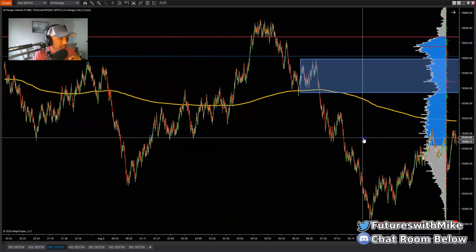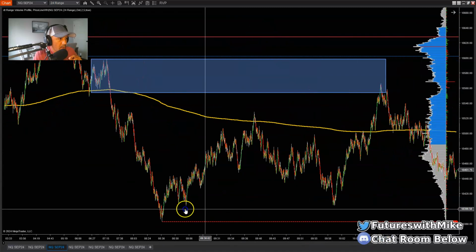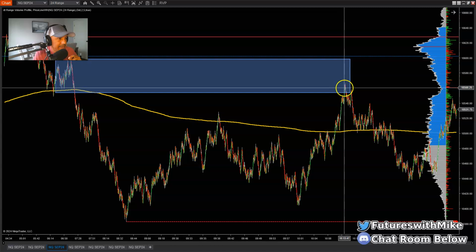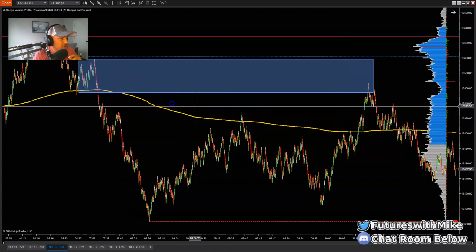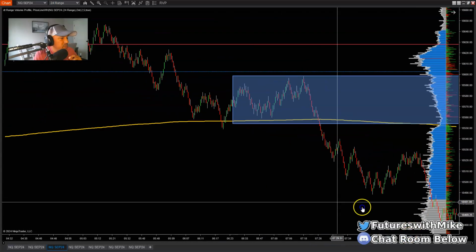So let's blow this up a little bit and see, is there an area? Okay, so first of all, what we want to see is the market retrace back to the zone. It taps into the zone. Now let's see within this zone here, is there a supply area on the 24 range chart?